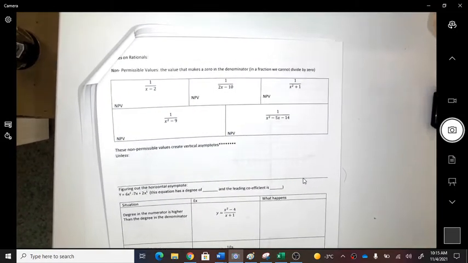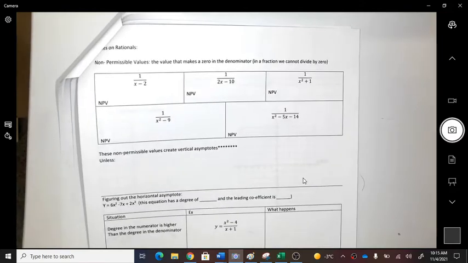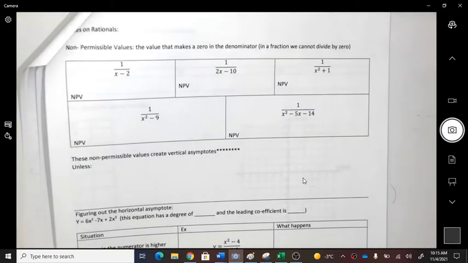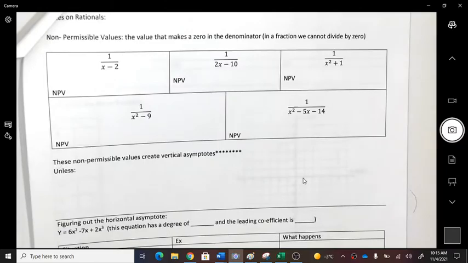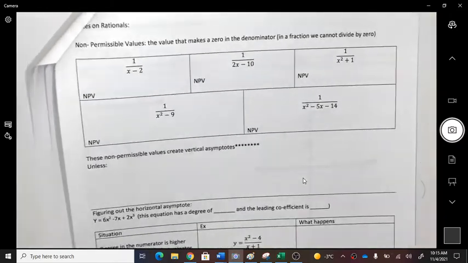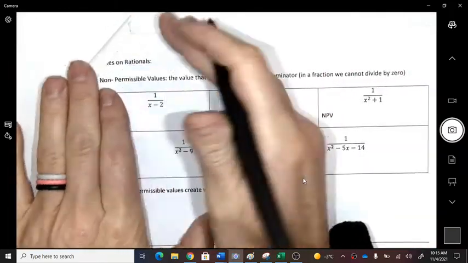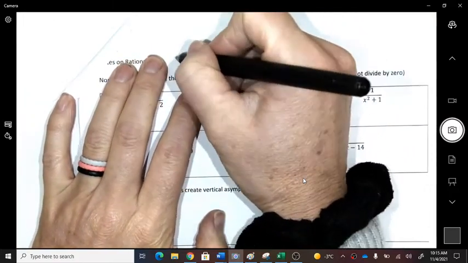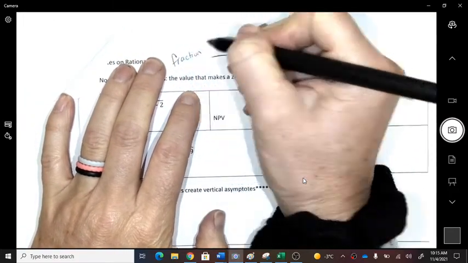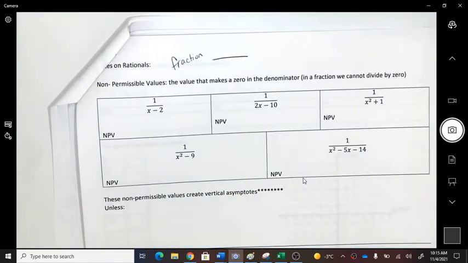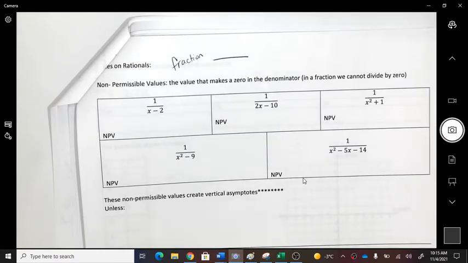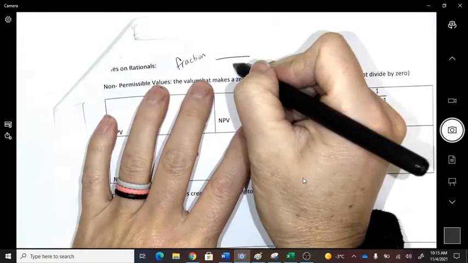Last year you studied rationals, which is a fraction. Obviously our fractions have variables in it. The number one thing we're worried about in a fraction. What's our one problem we could ever face in a fraction with math? Do you remember what the problem was? What's a bad thing with a fraction? Divided by 0. 0 on the bottom.